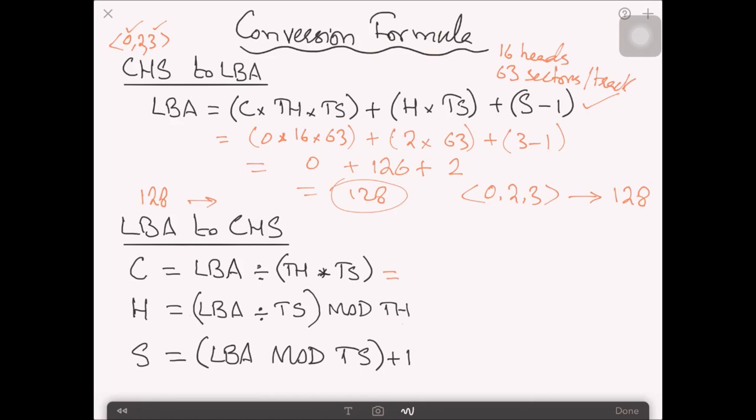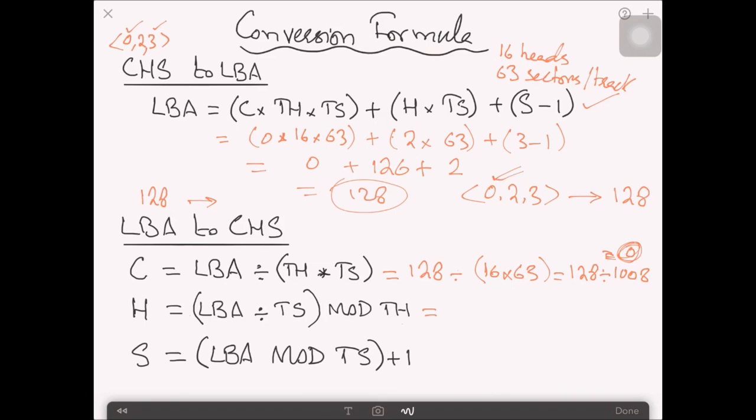Cylinder is equal to LBA 128 divided by the total number of heads, 16, multiplied by the total number of sectors, which is 63. This maps to 128 divided by something quite big, maybe 1008, which is of course 0 because we consider the integer division. So 0 is the cylinder. Okay, this is the cylinder.